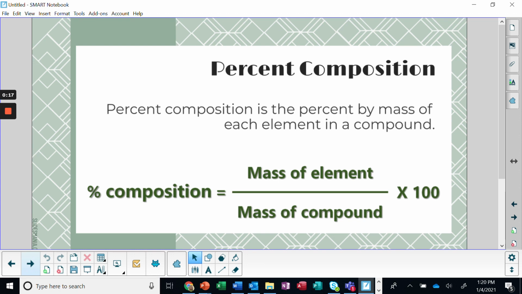So percent composition is just the percent by mass of each element in a compound, and we can calculate it using the equation that's on the board. So the percent composition is equal to the mass of the element divided by the mass of the compound times 100.